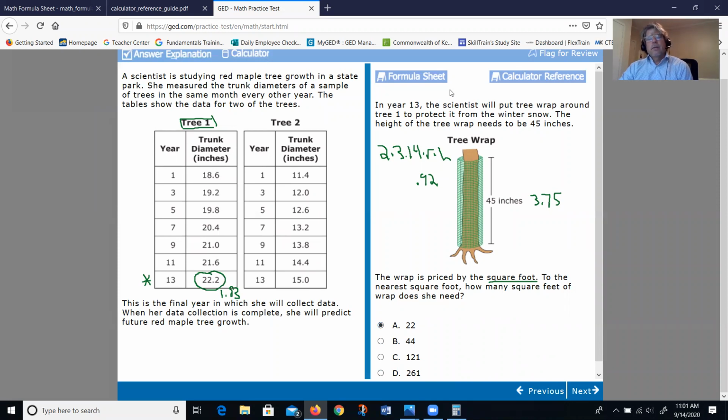So notice that is a lengthy problem, and that may be one I would flag and come back to because there's a lot to sort through on that problem. So you may want to make your best guess on that one, but that would be the strategy I'd come up with, given all that information to sort through.